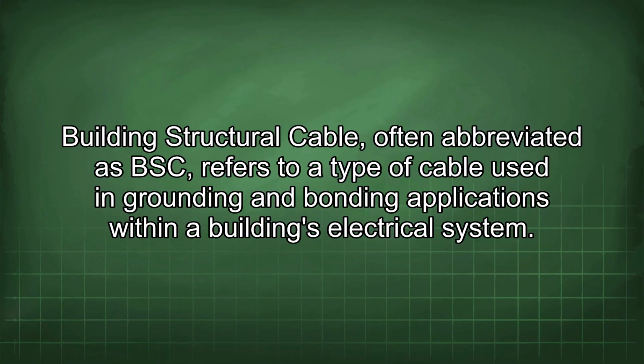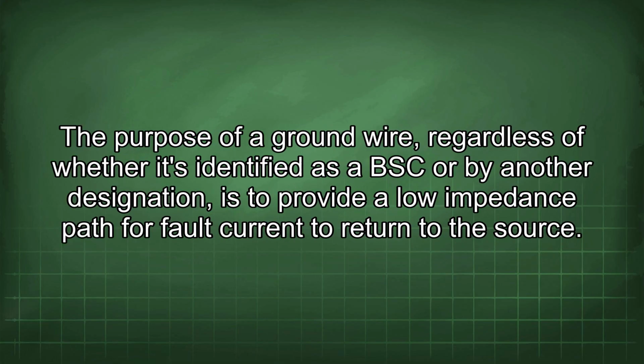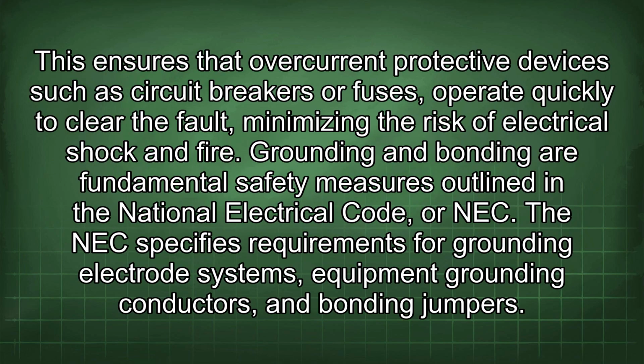Building structural cable, often abbreviated as BSC, refers to a type of cable used in grounding and bonding applications within a building's electrical system. The purpose of a ground wire, regardless of whether it's identified as a BSC or by another designation, is to provide a low impedance path for fault current to return to the source. This ensures that overcurrent protective devices such as circuit breakers or fuses operate quickly to clear the fault, minimizing the risk of electrical shock and fire.